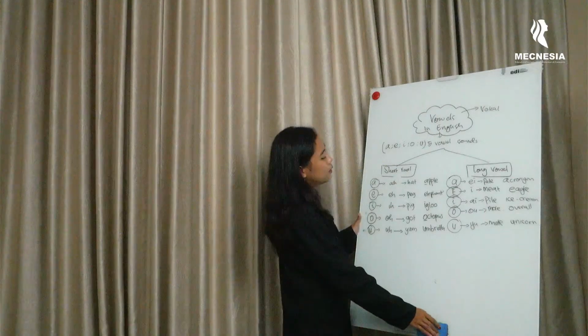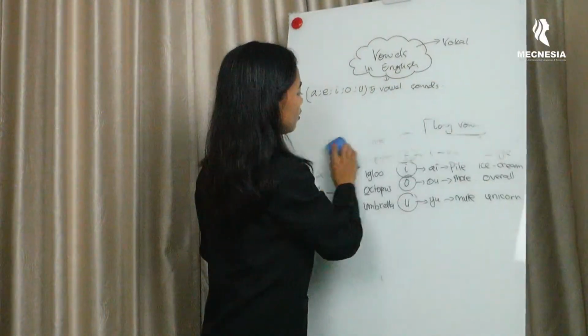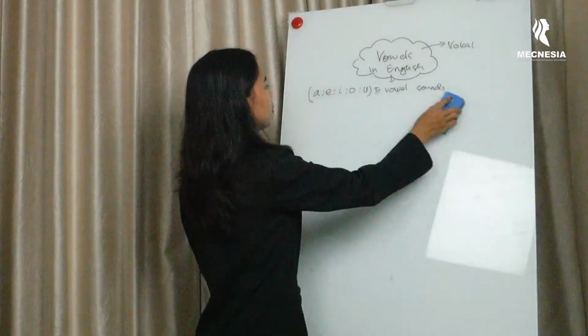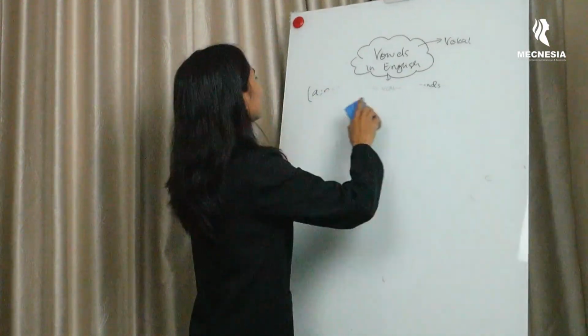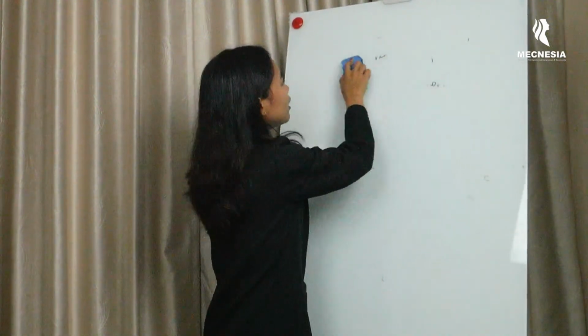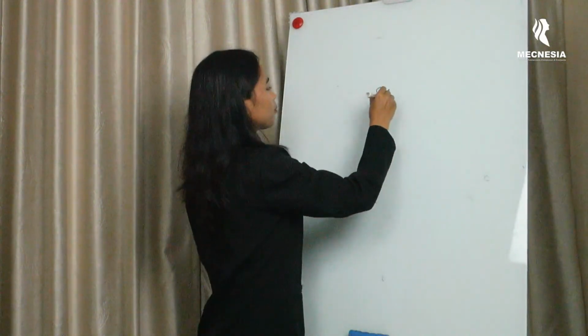So here, today we're gonna talk about shape. Shape means bentuk. Sorry. Okay, bentuk. Seperti segitiga, kotak, bundar, like that.